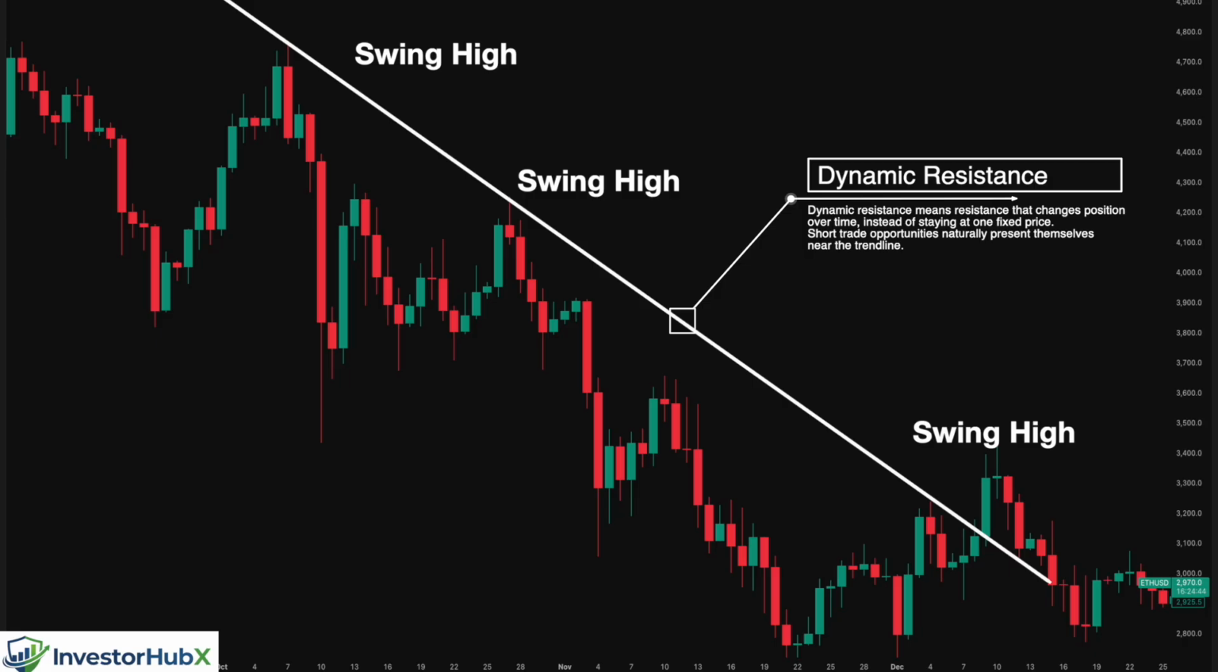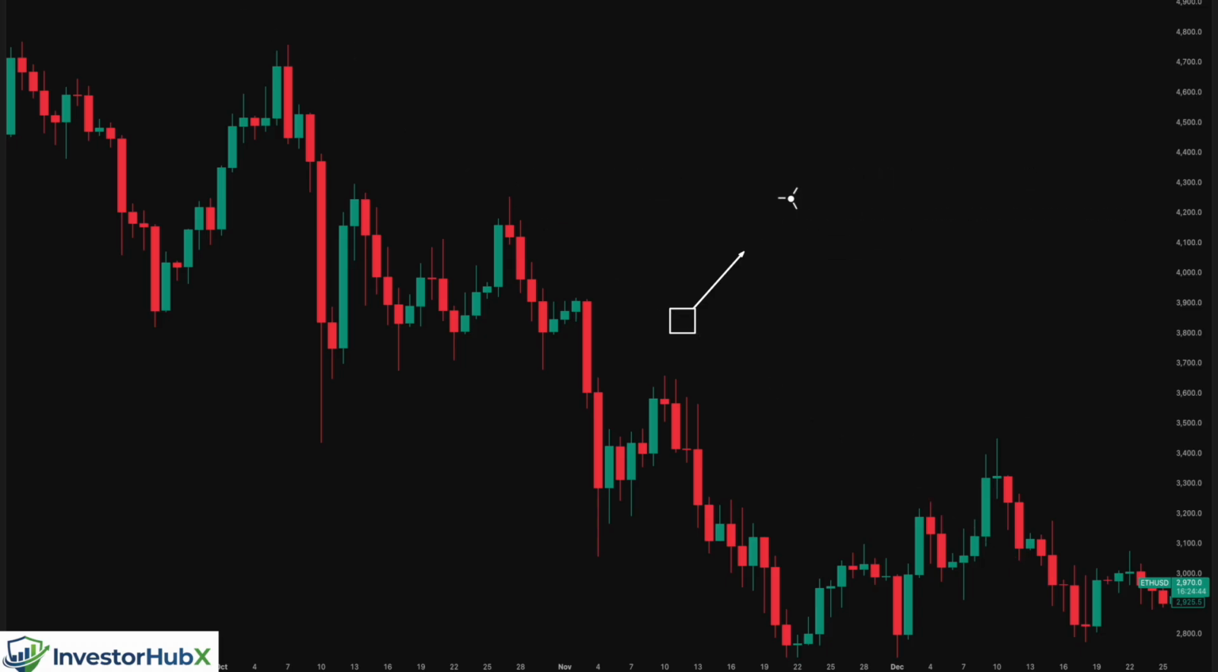These are not random shorts. They appear at areas where the market has already shown rejection. Until the trend line is decisively broken and reclaimed, rallies should be viewed as selling opportunities, not signs of a new bull market.